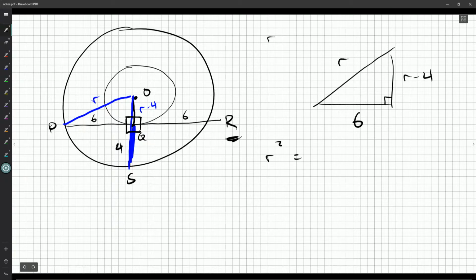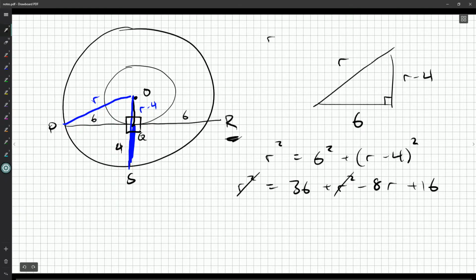Well, r squared must be 6 squared plus (r minus 4) squared. Just a Pythagorean relationship. So r squared is 36 plus r squared minus 8r plus 16. And so the r squareds will cancel out. We can bring the 8r over onto this side. 36 plus 16 is 52. 52 doesn't divide through by 8, but it does divide through by 4. 52 cards in a deck, so divide by 4, you get 13 cards in each suit. So r must be 13 over 2.